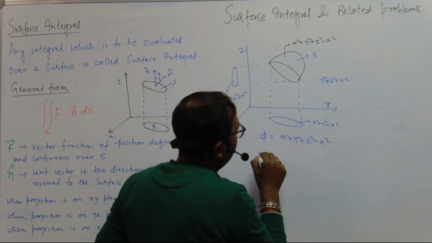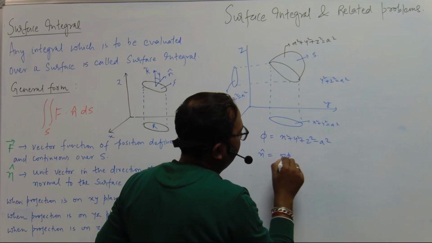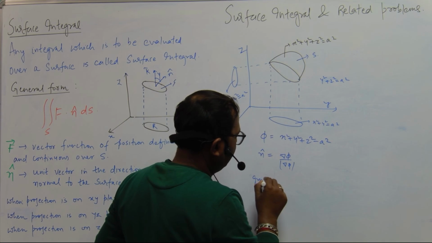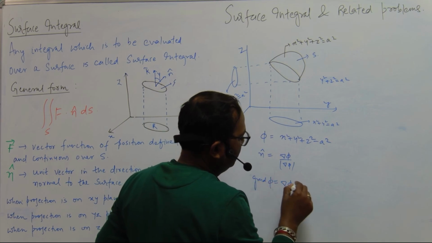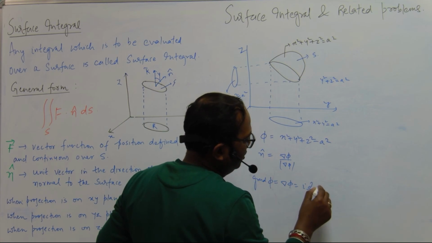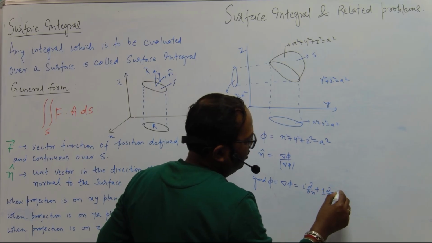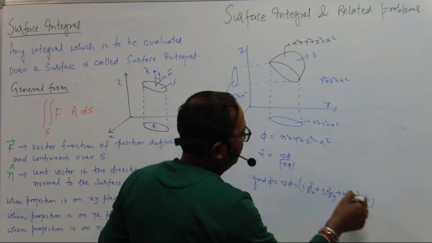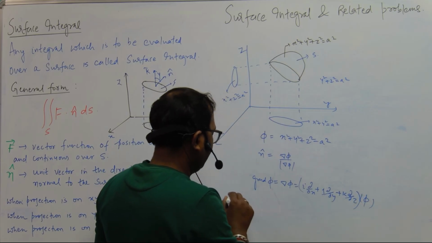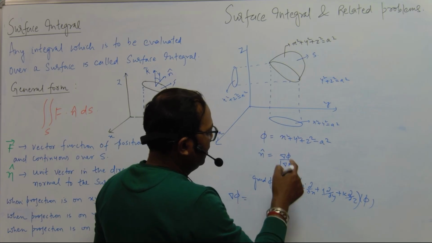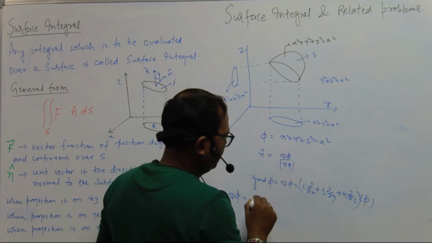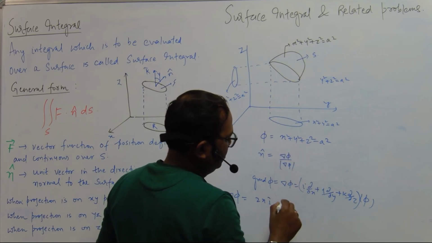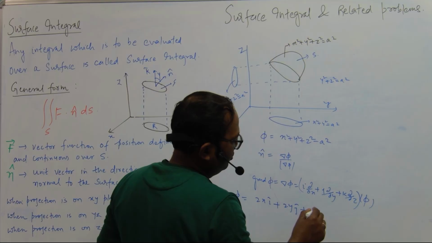So the unit normal vector n cap will be del phi upon mod del phi. How can we find the gradient of phi? The gradient of phi, del phi, is equal to i del upon del x plus j del upon del y plus k del upon del z, operating on phi, and phi is this one. So del phi is del upon del x of this, which is 2x i cap, plus del upon del y of y square, which is 2y j cap, plus 2z k cap.